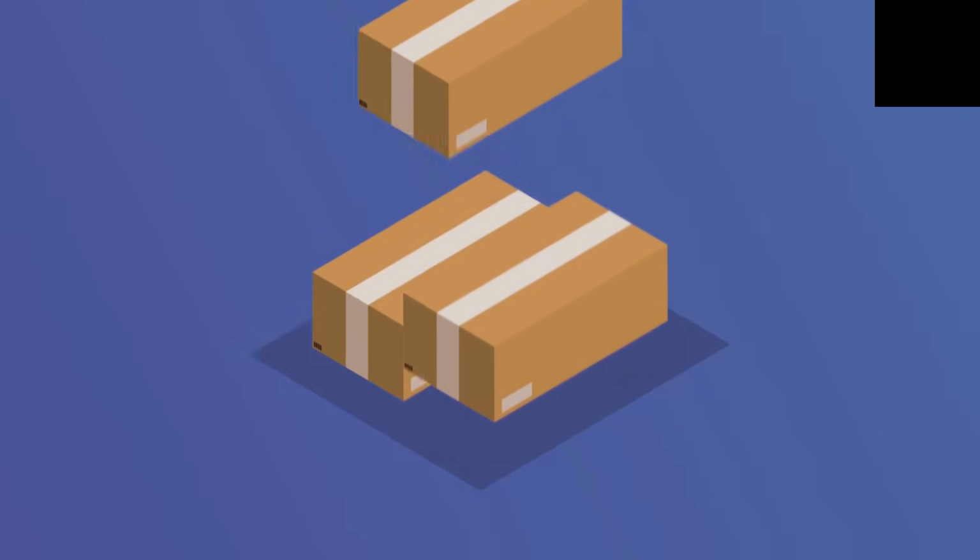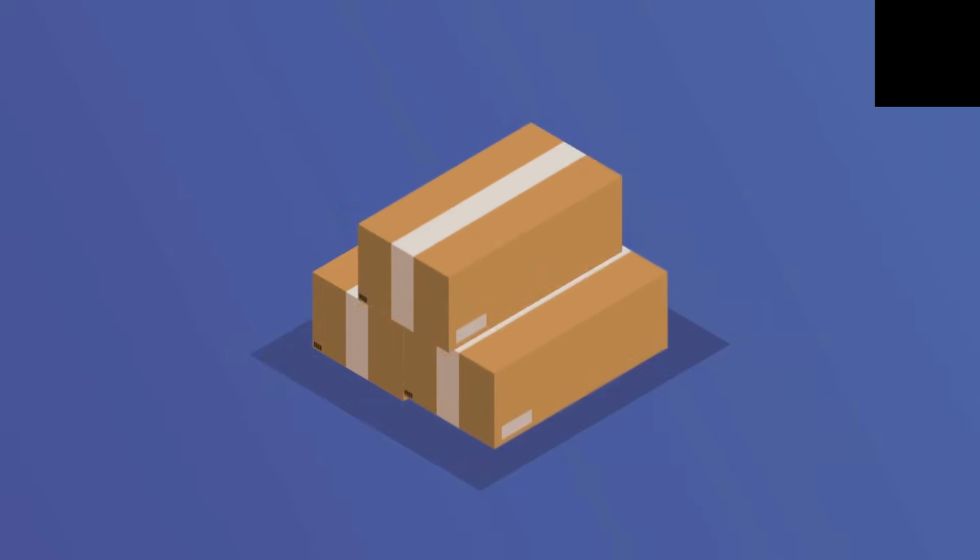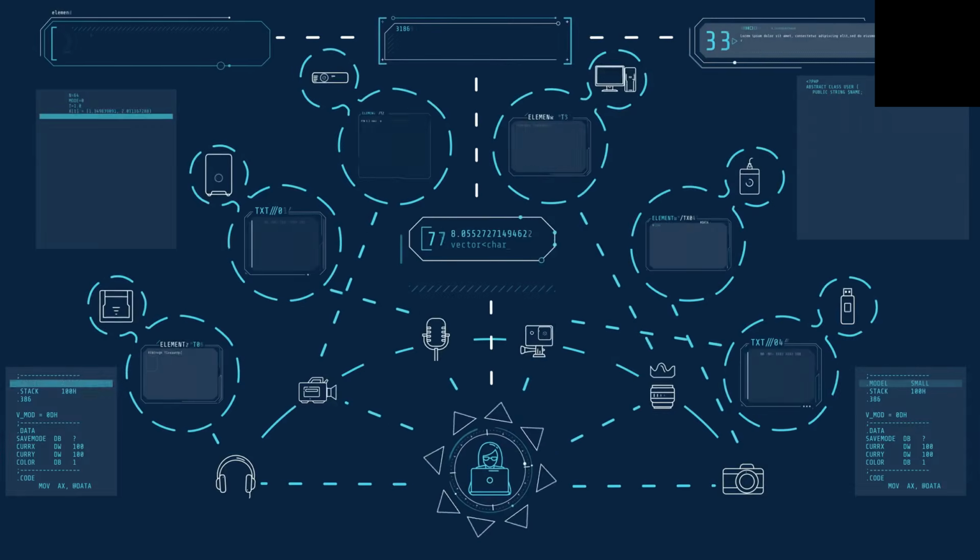So let's learn the 7 layers. And to make this stick, I'm going to use an analogy everyone understands. Sending a package through the mail. Here are the 7 layers from top to bottom.